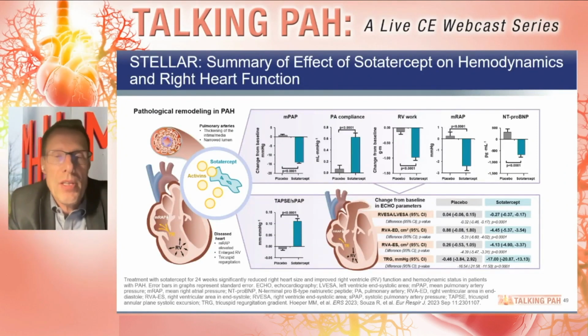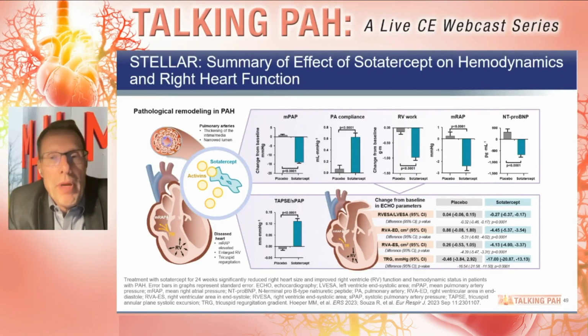And then at ERS, we presented for the first time data that looked in depth at the changes in hemodynamics and echocardiography in patients exposed to sotatercept in the STELLAR study. And this is really also quite fascinating data. Imagine you have a drug that acts on the pulmonary vessels, perhaps reopens or partly reopens these vessels by this anti- or reverse remodeling properties that we presume.